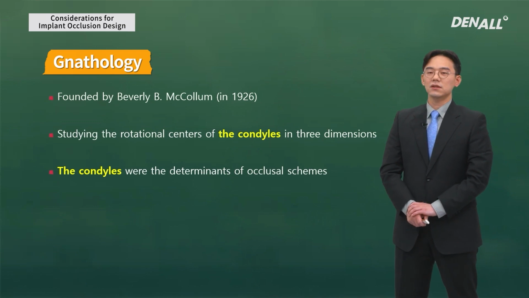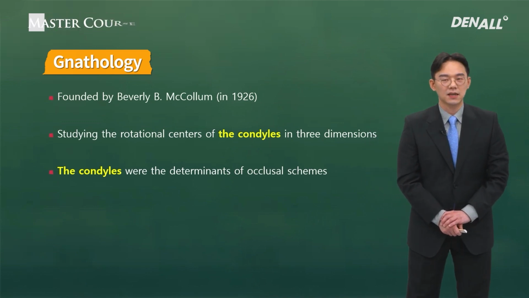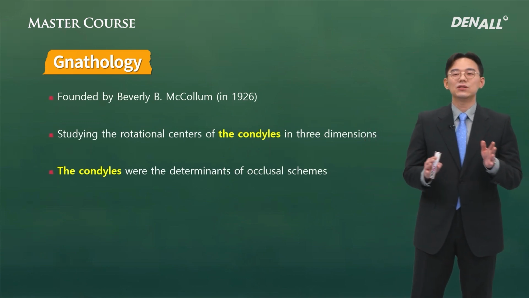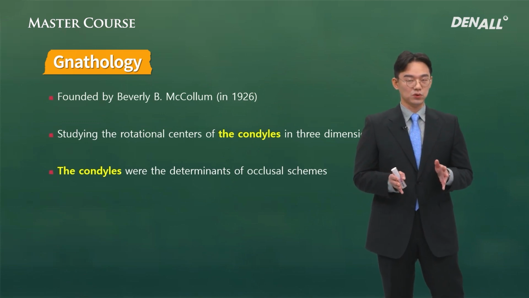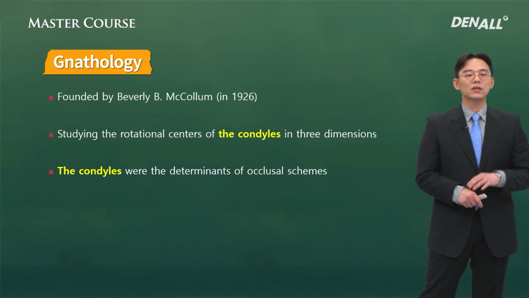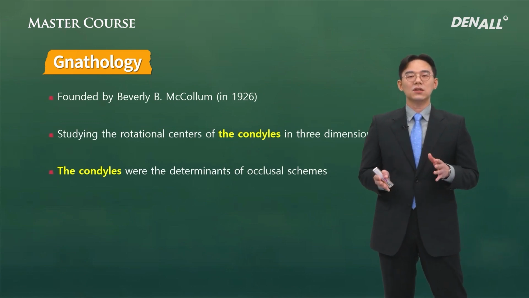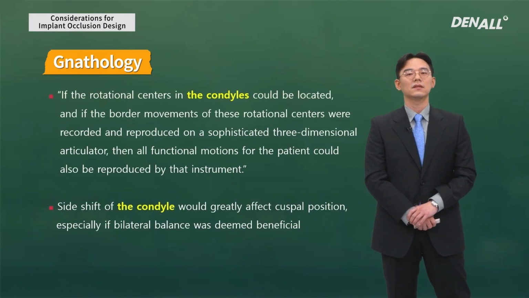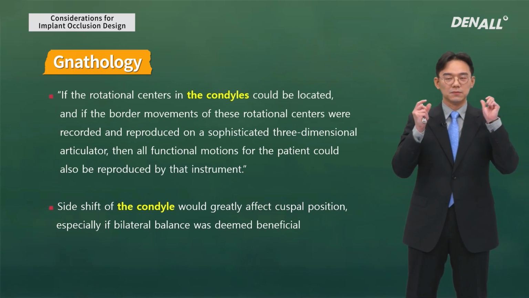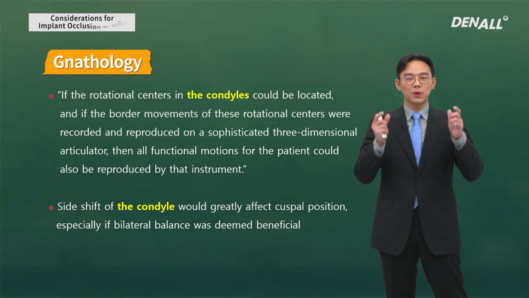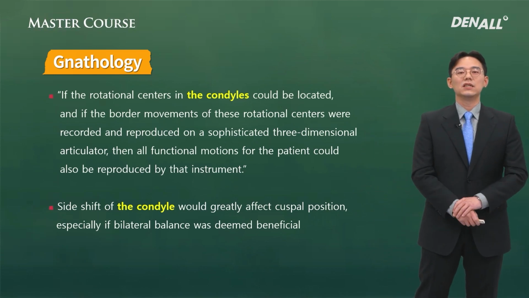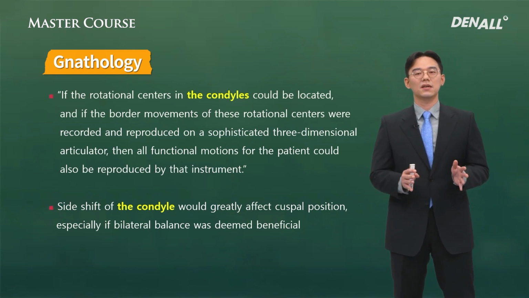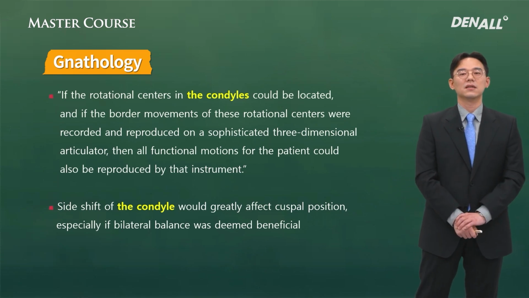Gnathology was founded by Professor McCollum of UCLA in 1926. They said, just like the denture fabrication process when there is no reference point in the oral cavity, for natural teeth restoration the condyles were the determinants of occlusal schemes. So they did a lot of study on three-dimensional movements of the condyle and how they can be reproduced on an articulator. The gnathology school said, if the rotational centers in the condyles could be located, and if the border movements of these rotational centers were recorded and reproduced on a sophisticated three-dimensional articulator, then all functional motions of a patient could also be reproduced by that instrument.